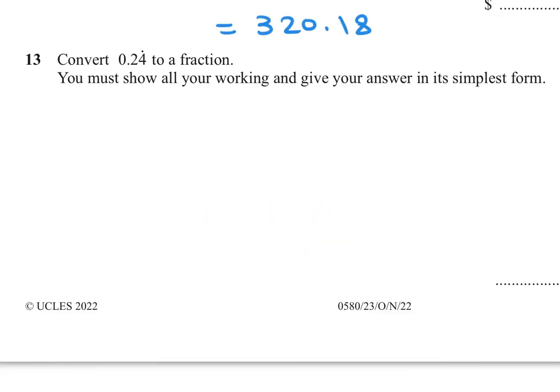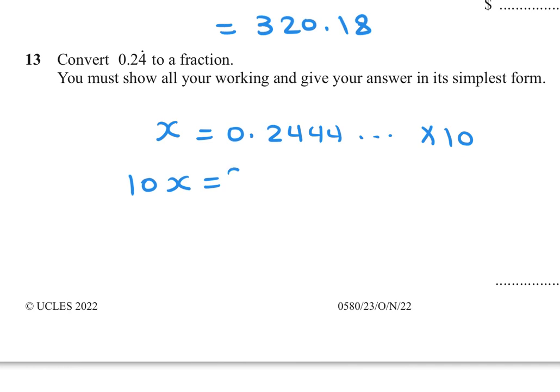Number 13. Convert 0.24 recurring decimal, with the dot above the 4, which means 4 repeated, to a fraction, and show your working. So how to do that? We can consider this recurring decimal as 0.2444 and so on, because 4 is repeated. If we have one digit repeated, multiply by 10. So now 10x is 2.444 and so on.